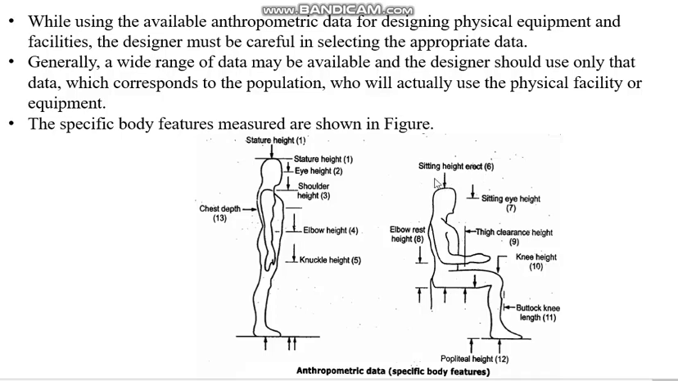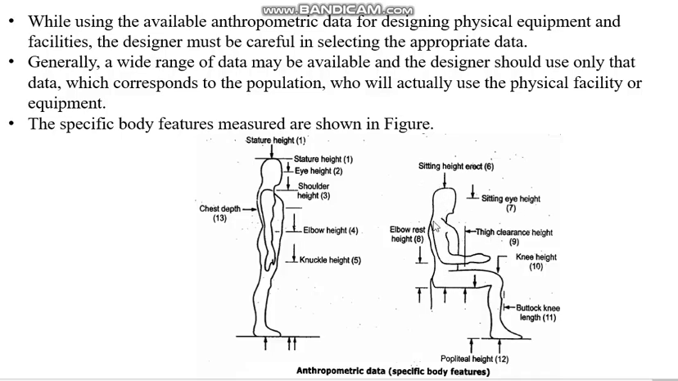Sixth one is sitting height, erect. When you're sitting erect on a chair, from the seat to the top of the head, this is the sitting height. This is your torso height.